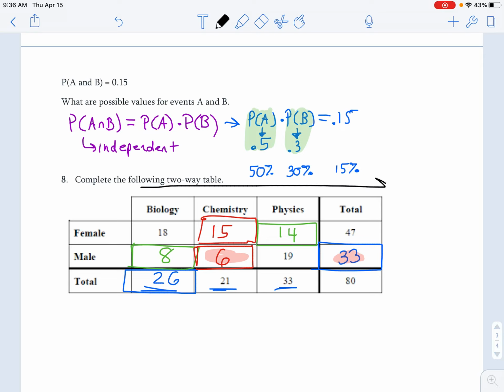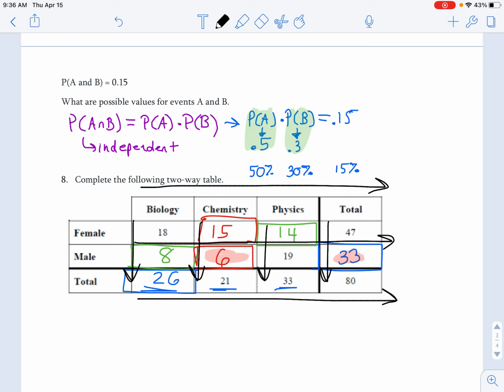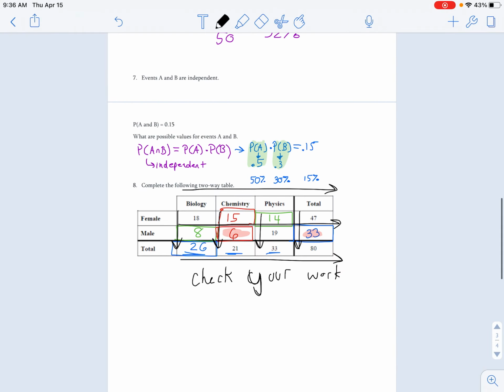I had a mistake, so this is a good thing to catch live on the video, but I double checked my work. Everything needs to add up correctly. 18 plus 15 plus 14 needs to equal 47. 8 plus 6 plus 19 needs to equal 33. 26 plus 21 plus 33 needs to equal 80. And then everything needs to be true adding straight down as well. All these numbers need to make sense. That's a great example. Check your work. All right, that's it.